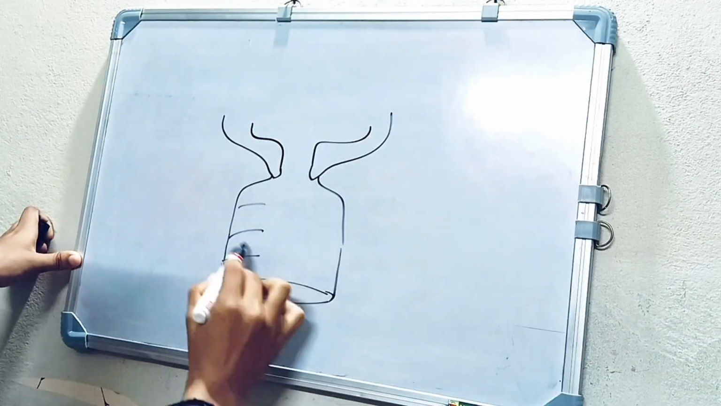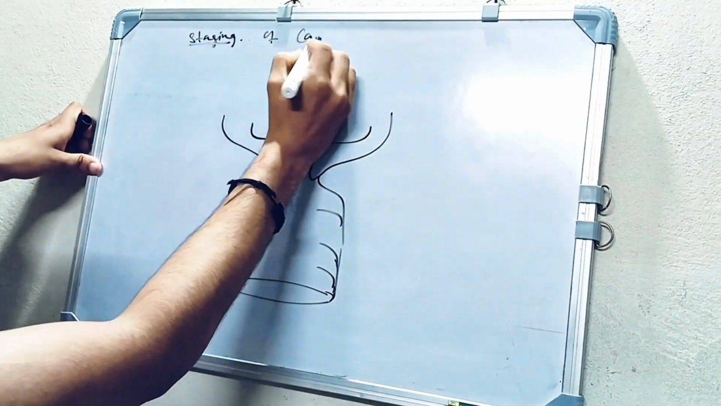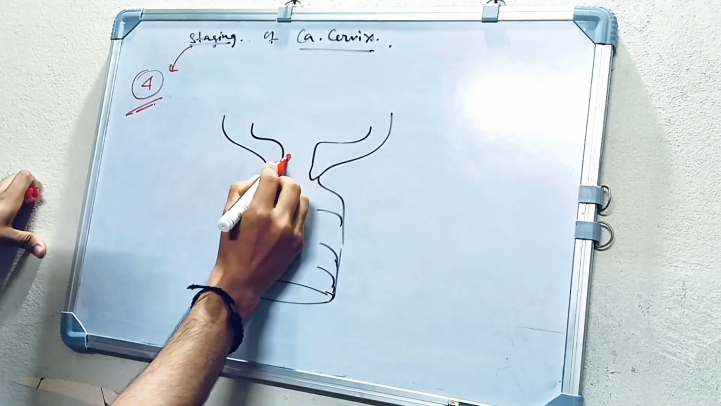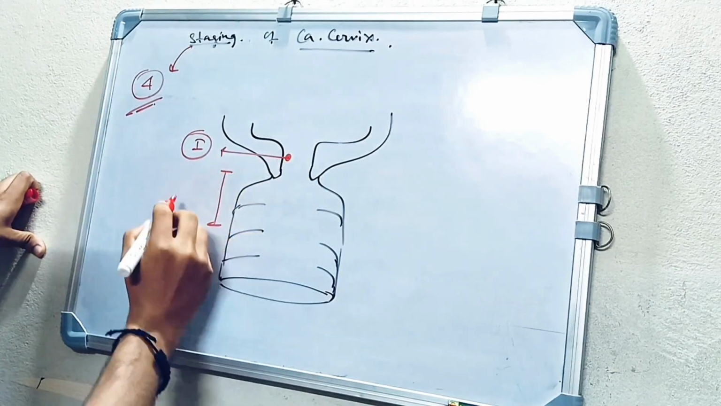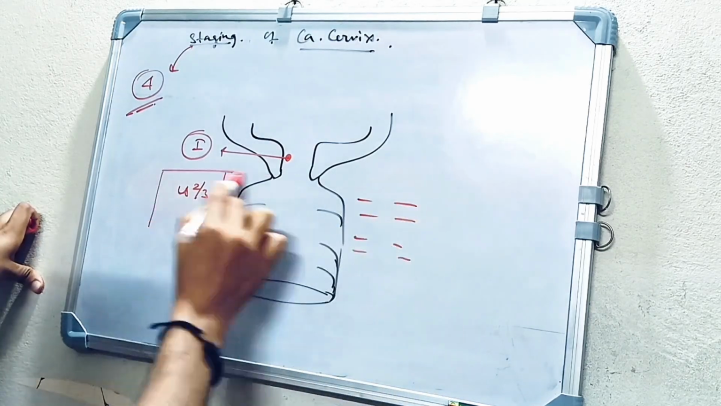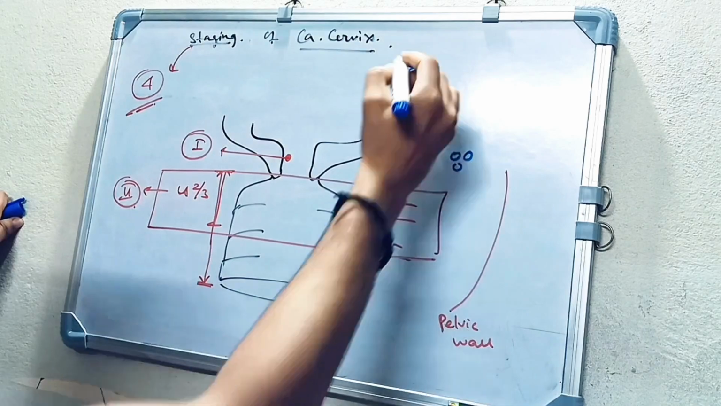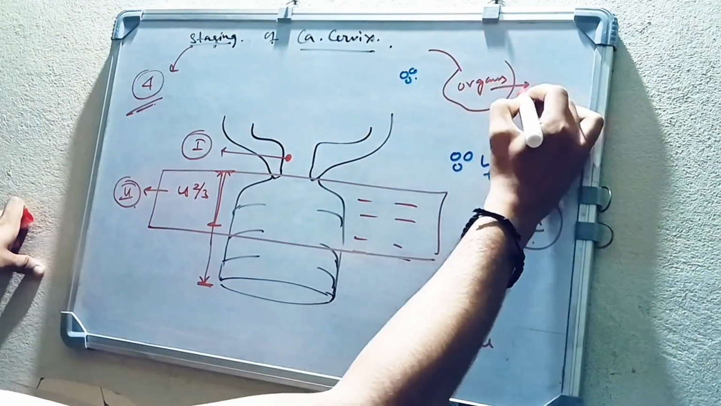His cervix is with me, and I found the best trick to learn the stagings of cancer cervix with a single diagram. So there are 4 stages. 1 is when the cancer is confined only to the cervix. Stage 2 means cervix plus upper 2/3 of vagina to parametrium. Stage 3 means lower 2/3 of vagina to pelvic wall or lymph nodes. And stage 4 when it involves adjacent organs.